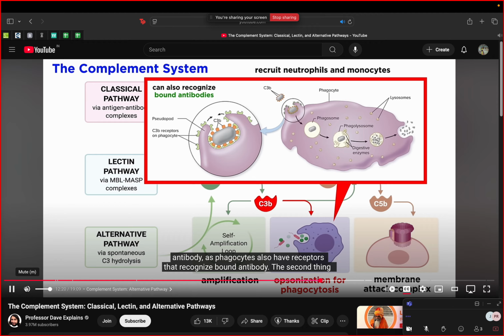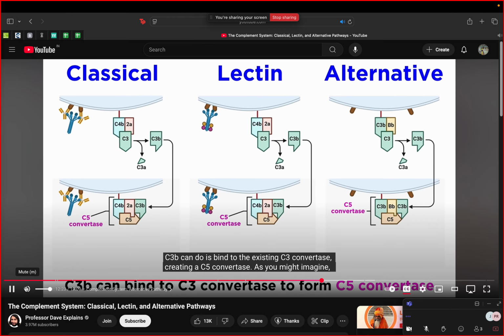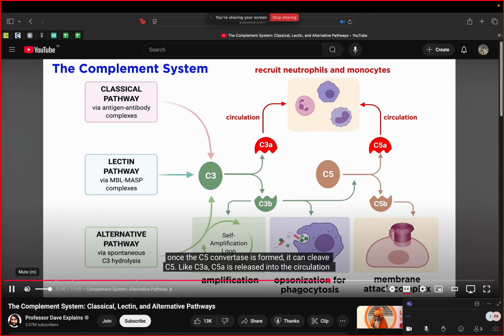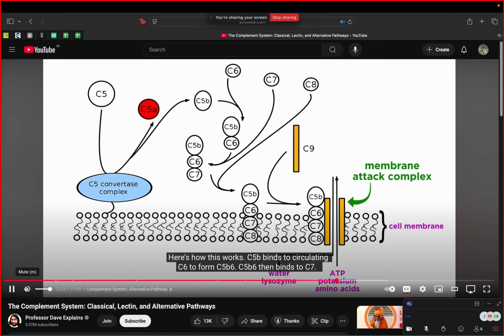recognize bound antibody. The second thing C3b can do is bind to the existing C3 convertase, creating a C5 convertase. As you might imagine, once the C5 convertase is formed, it can cleave C5. Like C3a, C5a is released into the circulation to recruit phagocytes. Meanwhile, C5b nucleates the membrane attack complex, a complex of complement proteins that form pores in pathogen cell membranes, causing the pathogen to lyse. Here's how this works.